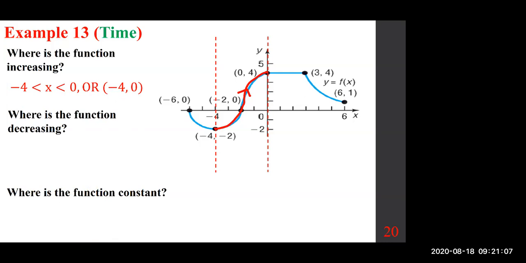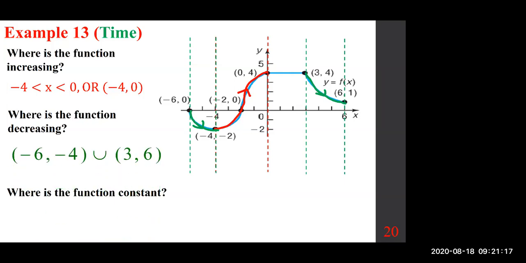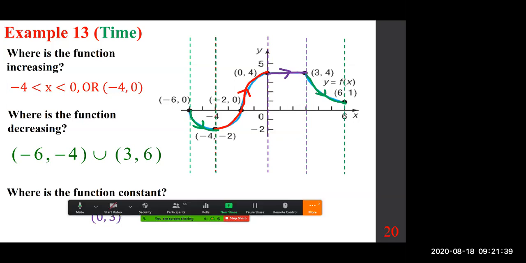Here's where the function is decreasing. Look at this portion, and look at this portion in green. And therefore, from -6 to -4, union 3 to 6. Notice the endpoint is not included. Finally, where is the function constant? From 0 to 3. That's very straightforward, class. I hope it makes sense to everybody. I hope everybody is comfortable with the concept.